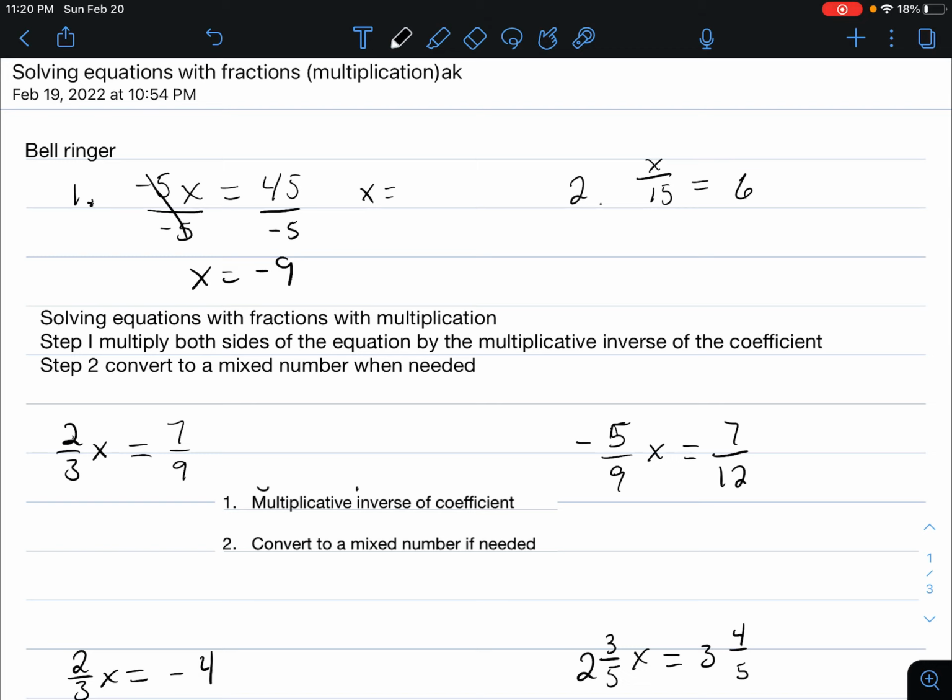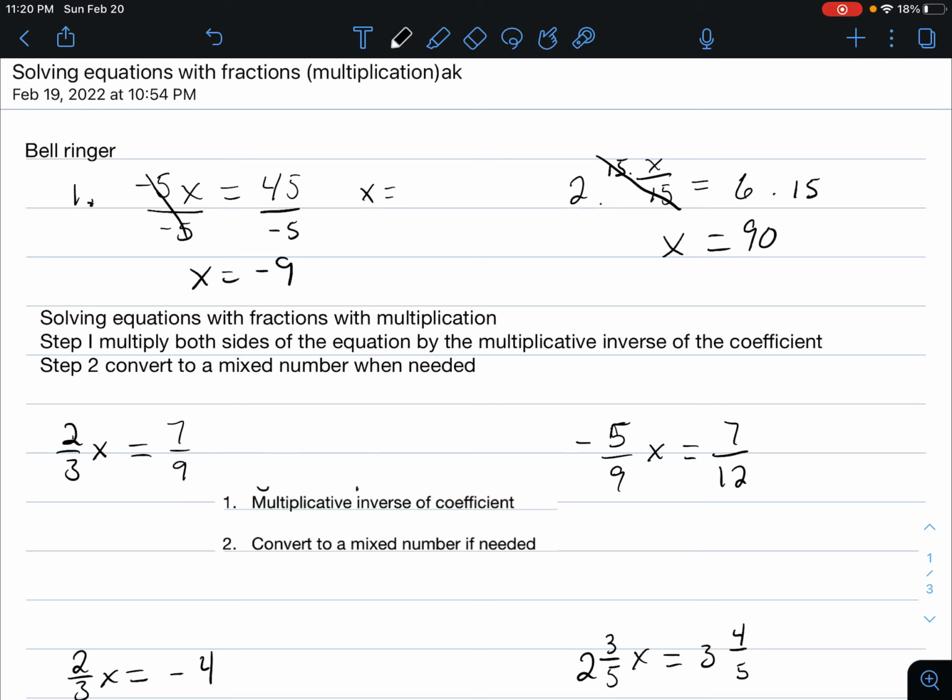Okay, likewise here. This is x times 1/15. So the multiplicative inverse of 1/15 would be 15 over 1. So what we do here is we multiply both sides by 15. Those are going to cancel out, leaving us with x. So 15 times x divided by 15, the 15s are going to cancel out. Okay, 6 times 15, that's going to give us 90.